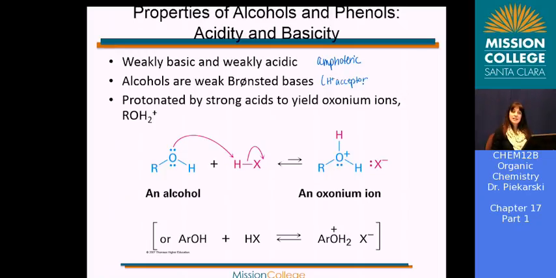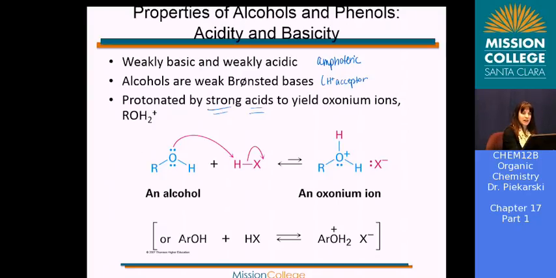Which means in the presence of a strong acid, we can yield what's called an oxonium ion. So something that you'll see in the future, maybe used as an intermediate. Where this alcohol, these lone pair of electrons pull off this proton, kick off whatever the leaving group is, and makes that anion. And so the oxygen ends up with a +1 formal charge, and that's why it's called an oxonium ion. And we can see the same thing with phenols here.